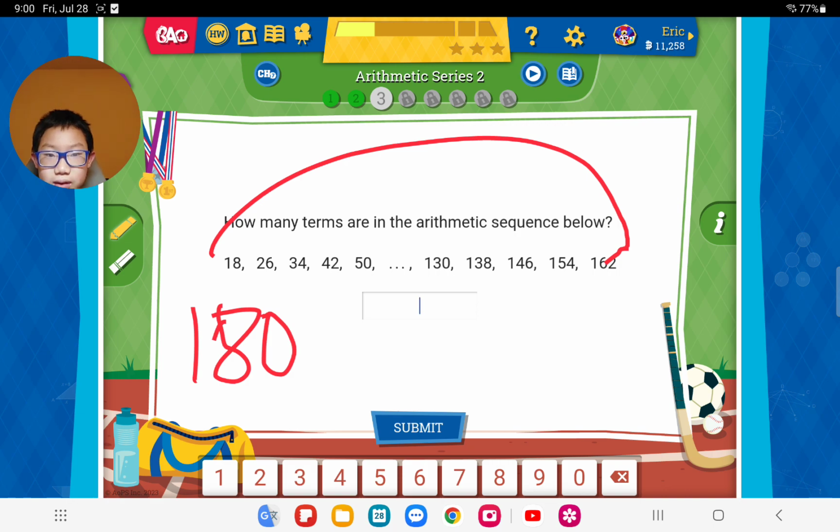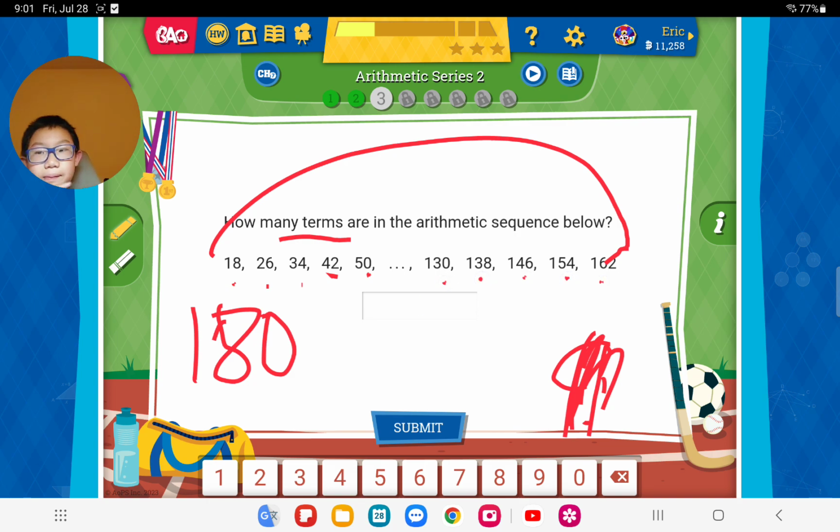So how many terms are there? Don't need to think about how many numbers. How many terms are in the sequence? You know what terms are? Terms means these numbers. How many numbers? Easy. See, what's the difference? The difference is 8. The difference is 8.